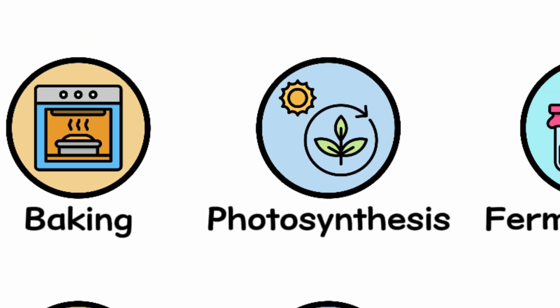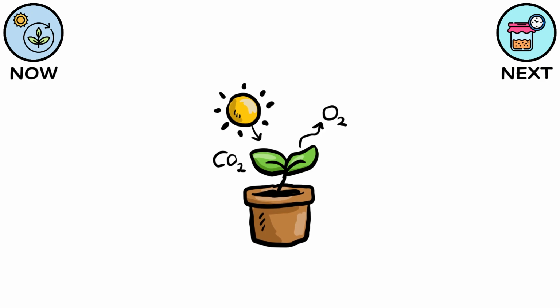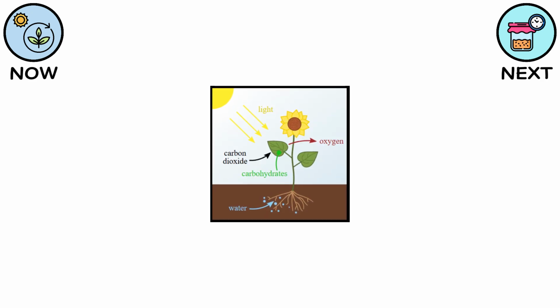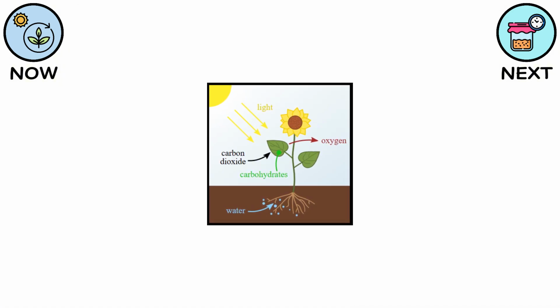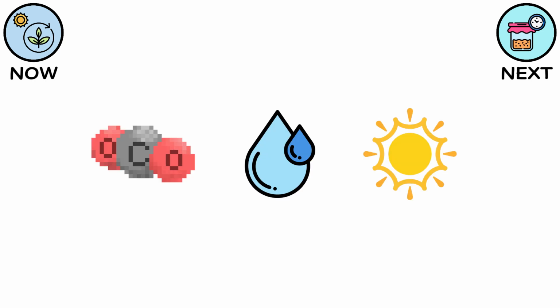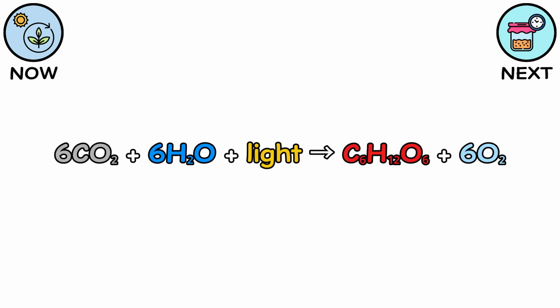Photosynthesis, life's most important reaction. Photosynthesis happens quietly, all around you, in every leaf, on every tree. Photosynthesis is how plants convert light energy into chemical energy. It takes carbon dioxide from the air and water from the ground, and with sunlight creates glucose and oxygen. The formula looks like this.